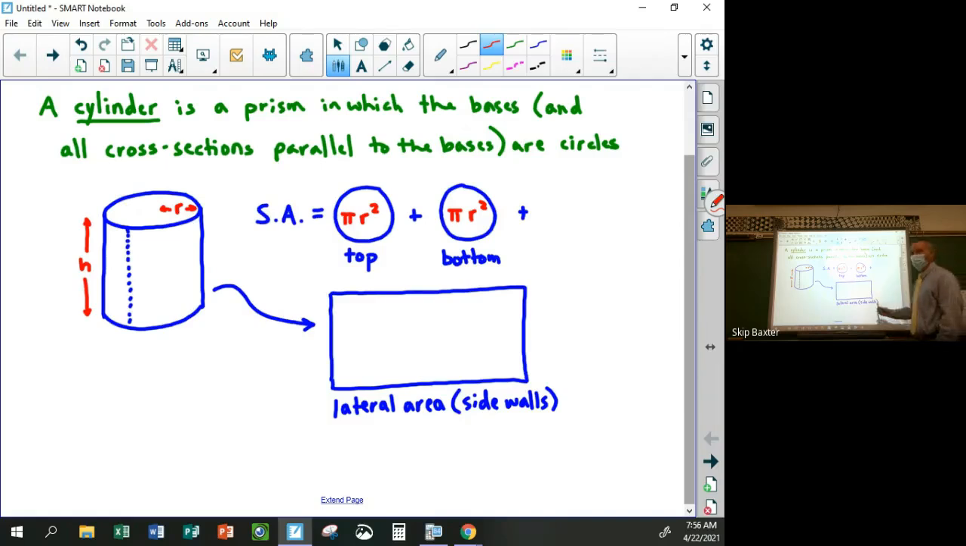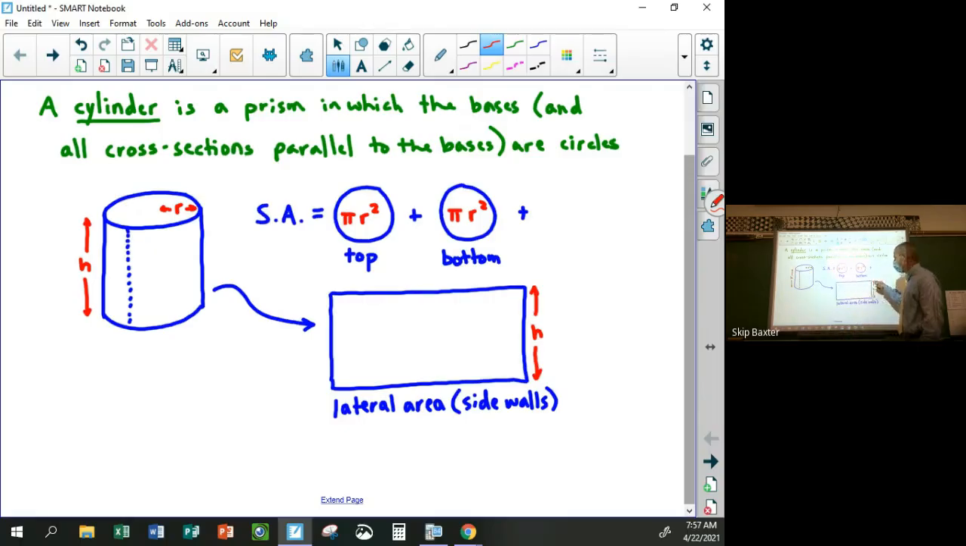For the rectangular lateral area, this is H, right? It's just the height of the cylinder, right? Because if I cut it perpendicular to the base straight up, that's the same thing as the height of the cylinder, right?